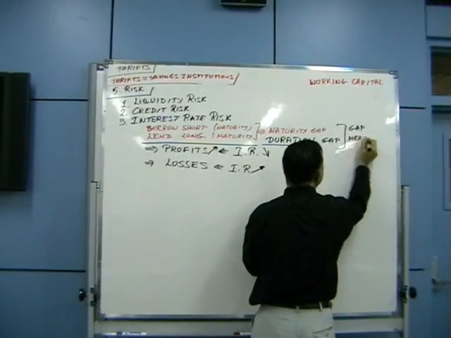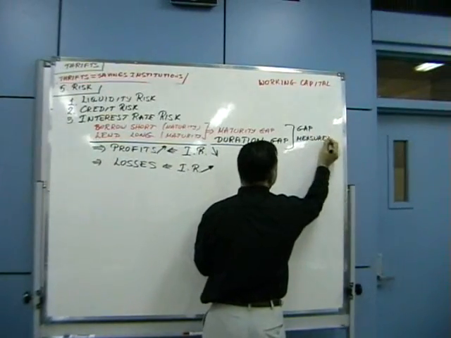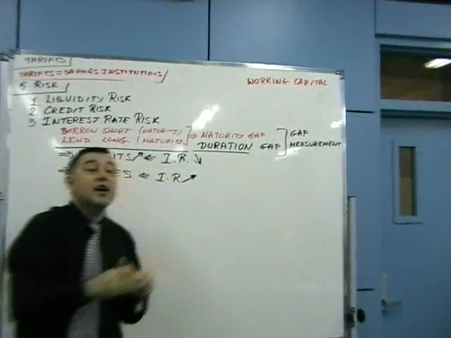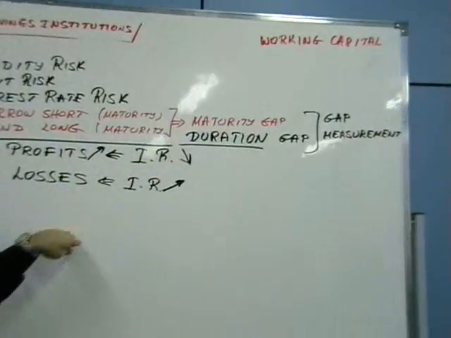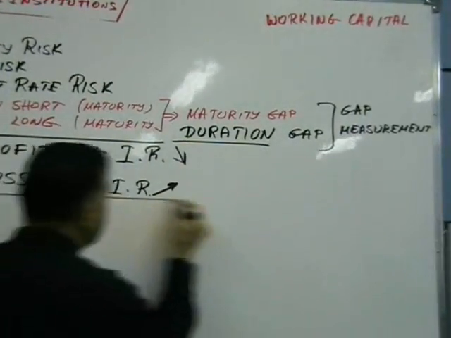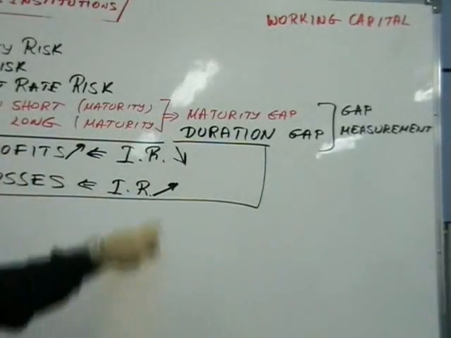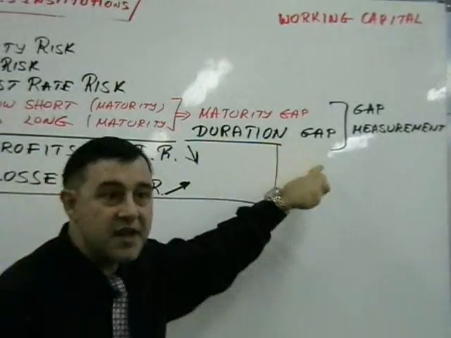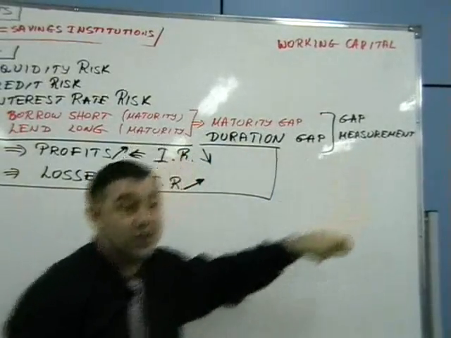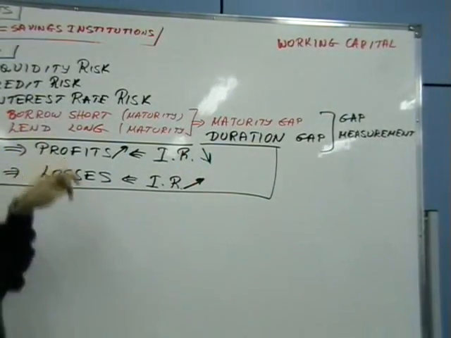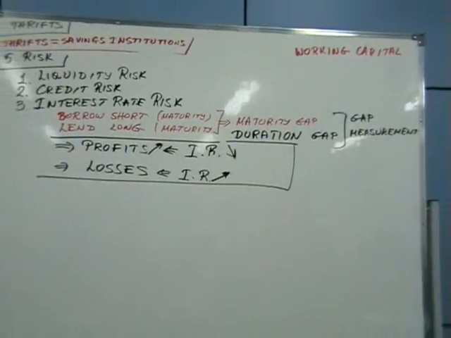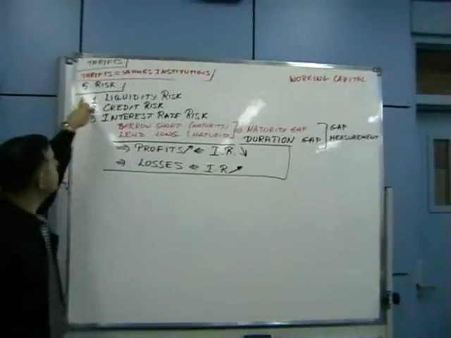measurements. So, Professor, how could they protect themselves? Well, that's where I'm getting next. I'm first trying to explain what it is, what it means, what it results in, how we usually measure it, before we get to the management of the risk. I'm just trying to explain what it is.